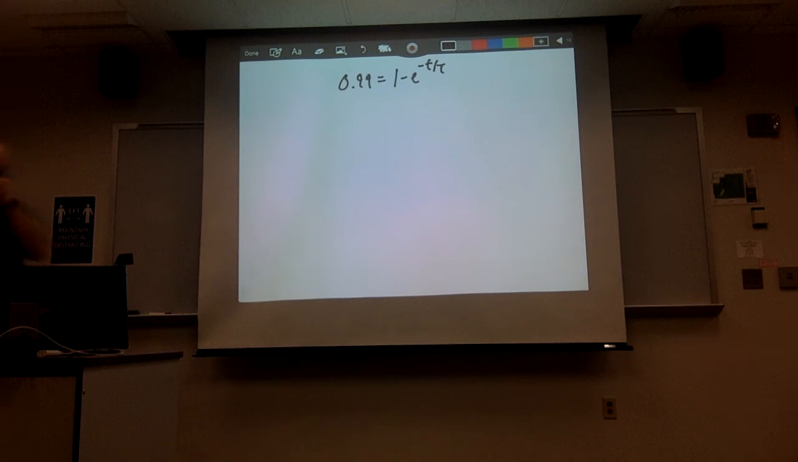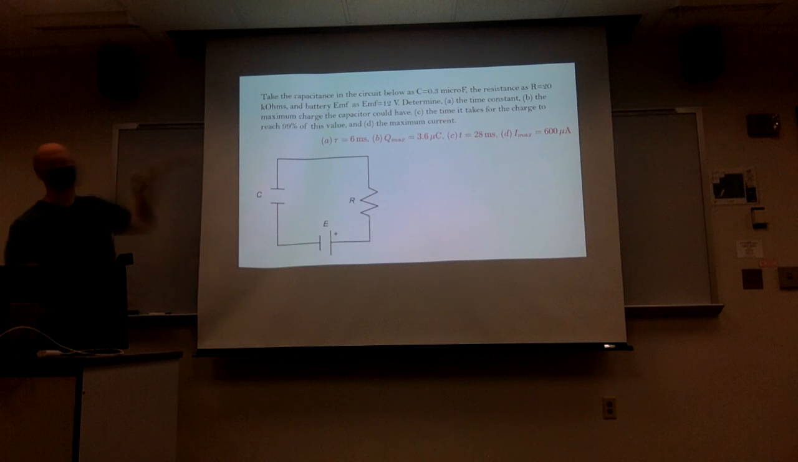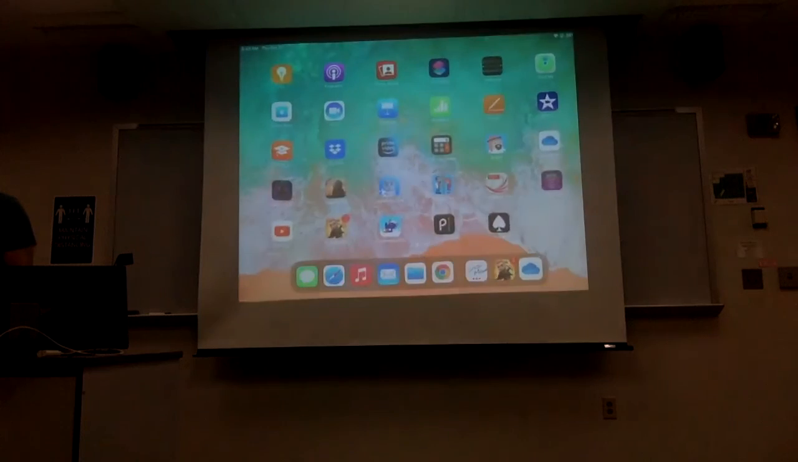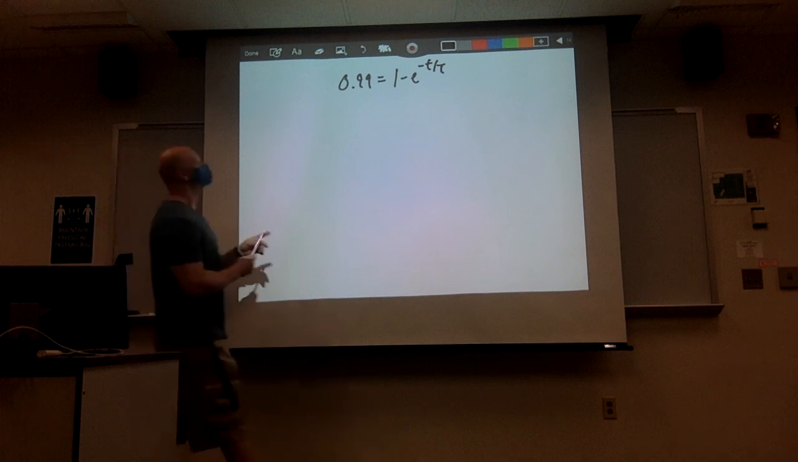How'd you get that 0.99 on the left side? Oh, it told us in the problem that we wanted it when it was 99% of the maximum amount of charge. So in this case, we're simply saying that we want Q to equal 0.99 of Q max, because 99% is 0.99. Good.